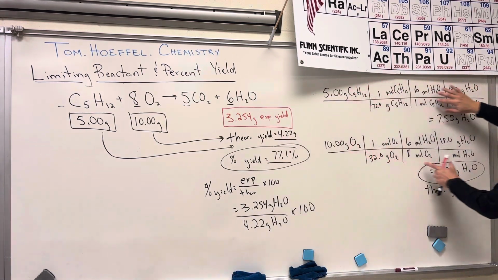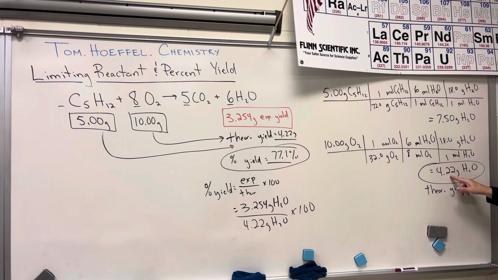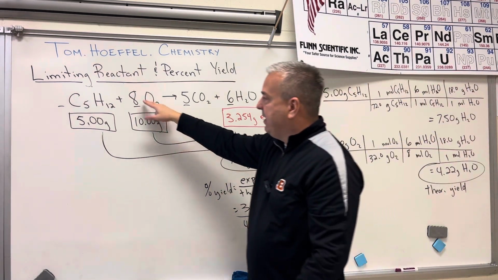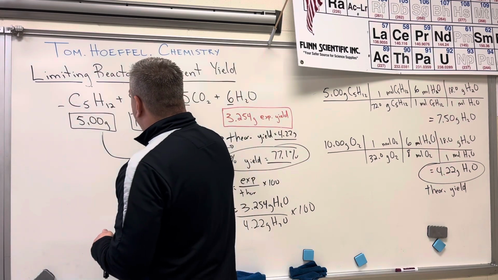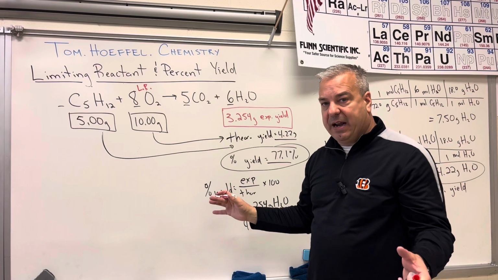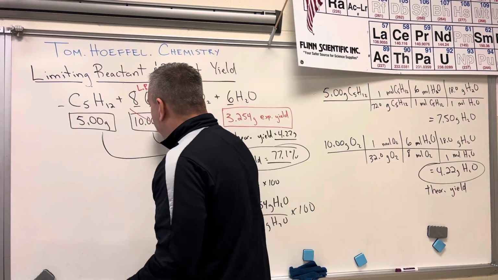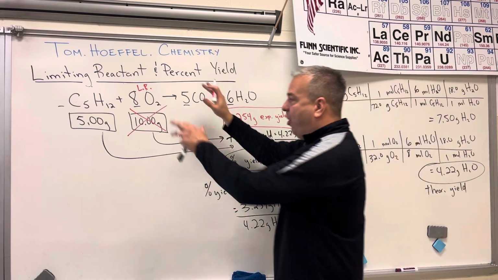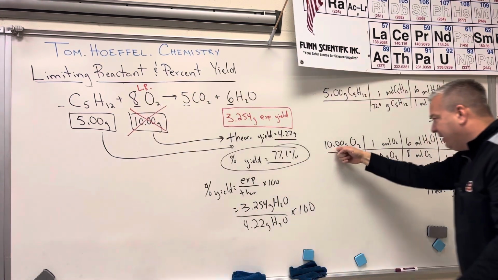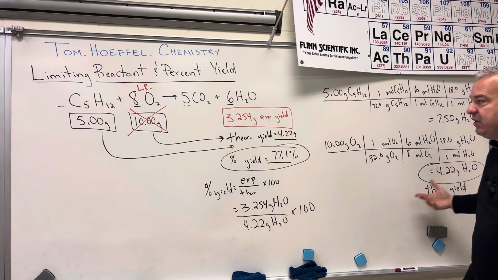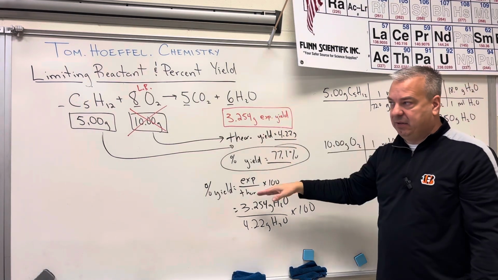Now that we've converted both of these over, whichever is the lower of the two, if you work backwards, which would be the oxygen, okay? It's the oxygen that we call the limiting reactant. So when this chemical reaction is done, okay, there is no more oxygen left over whatsoever, okay? All of this oxygen, all 10 grams of oxygen have been reacted to form the 4.22 grams of water, okay?